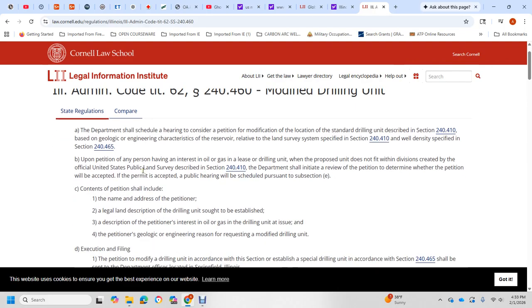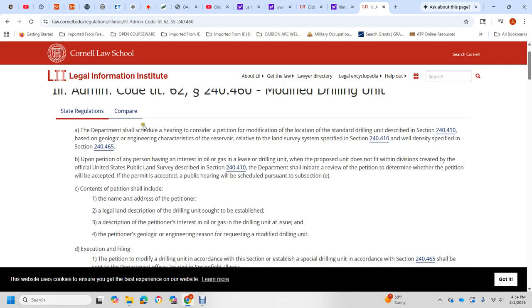The petition of any person having an interest in the oil and gas lease drilling unit or proposed unit that does not favor the division created by the official United States Public Land Survey specified in section 244.10. The department shall initiate review of the petition to determine whether the petition will be accepted, with the permit except for the public hearing scheduled pursuant to subsection E.